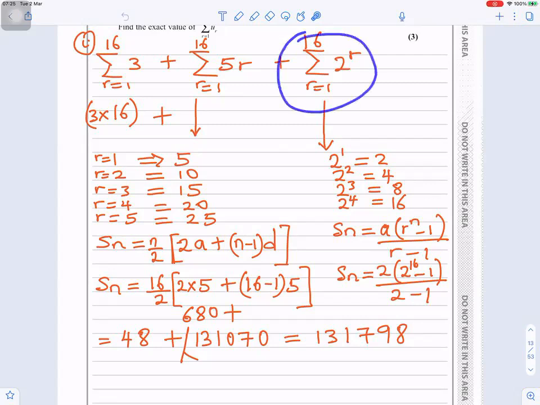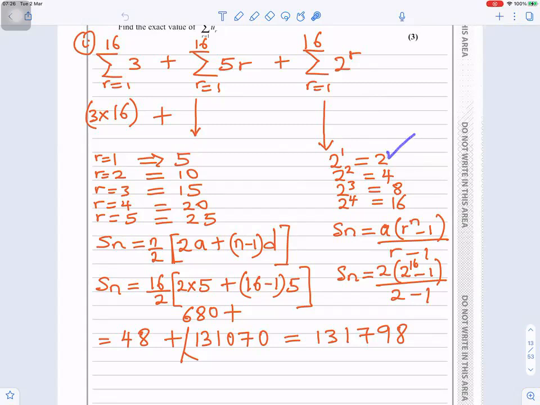For the last one, 2 to the power r. So when r is 1, 2 to the 1 is 2. When r is 2, 2 to the 2 is 4. When r is 3, 2 to the 3 is 8. When r is 4, 2 to the 4 is 16. And this one is going up like 4 divided by 2 is 2, 8 divided by 4 is 2, 16 divided by 8 is 2. So the common ratio is 2.